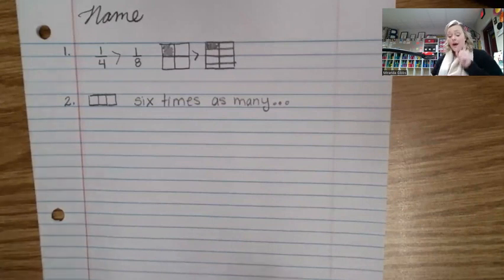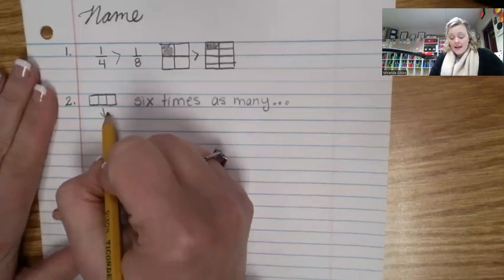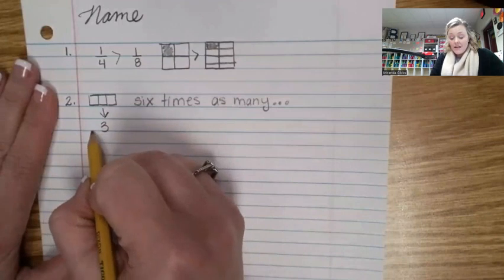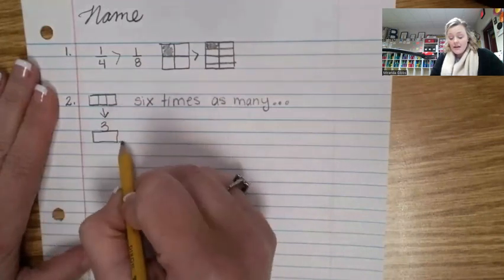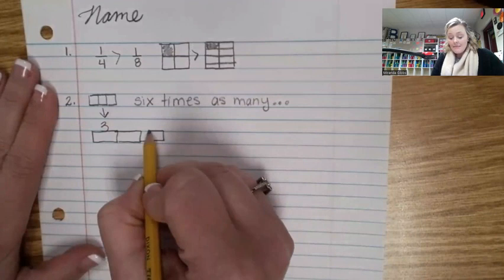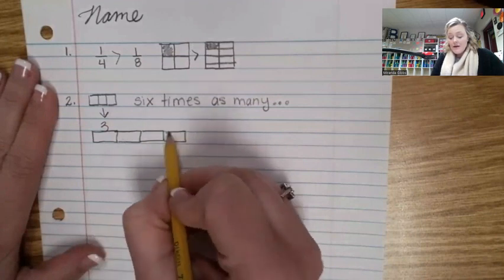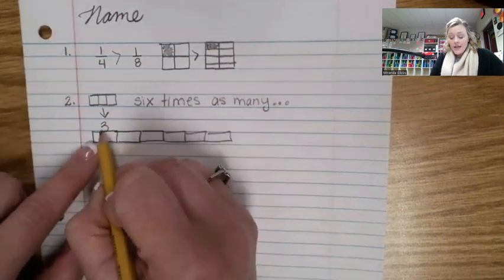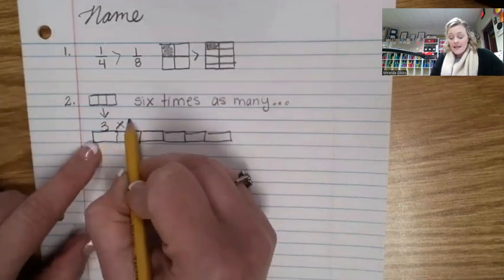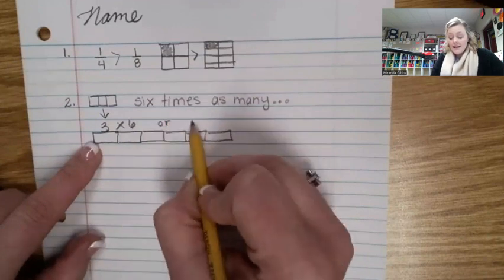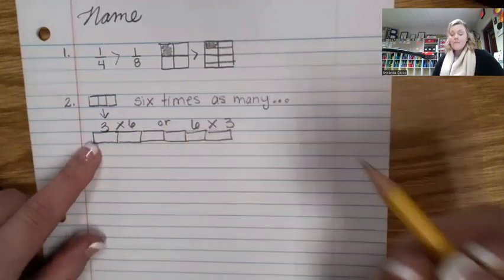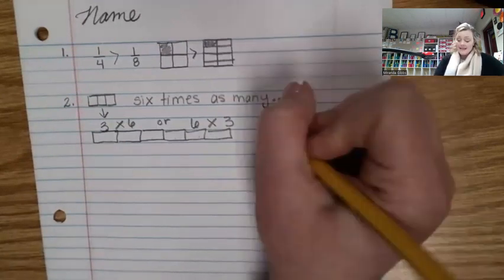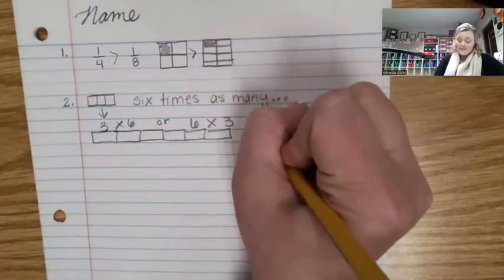Okay, so you have 3 and your friend has 6 times as many. So they actually have the same size as you, but 6 times. 1, 2, 3, 4, 5, 6. So 3 times 6 or 6 times 3. And we know that 6 times 3 and 3 times 6 is 18. So the answer is 18.